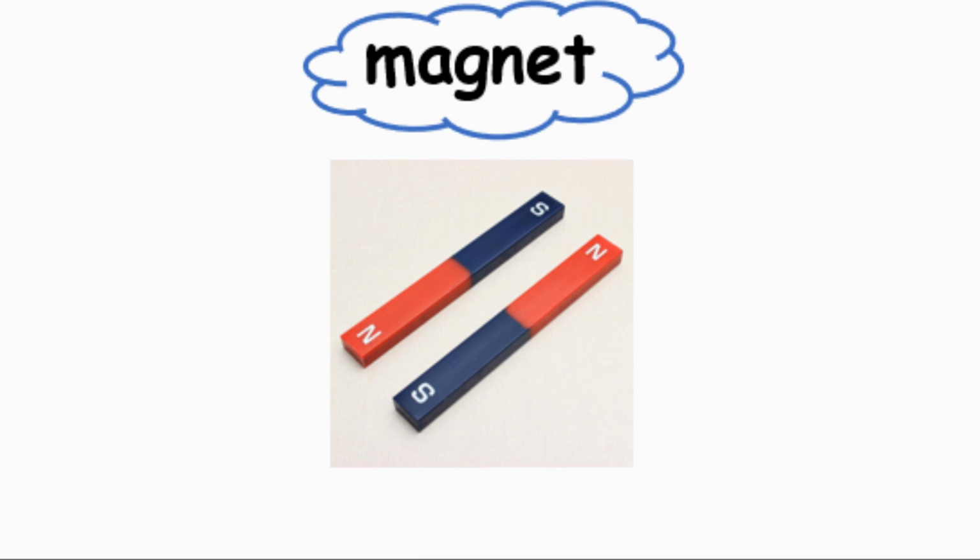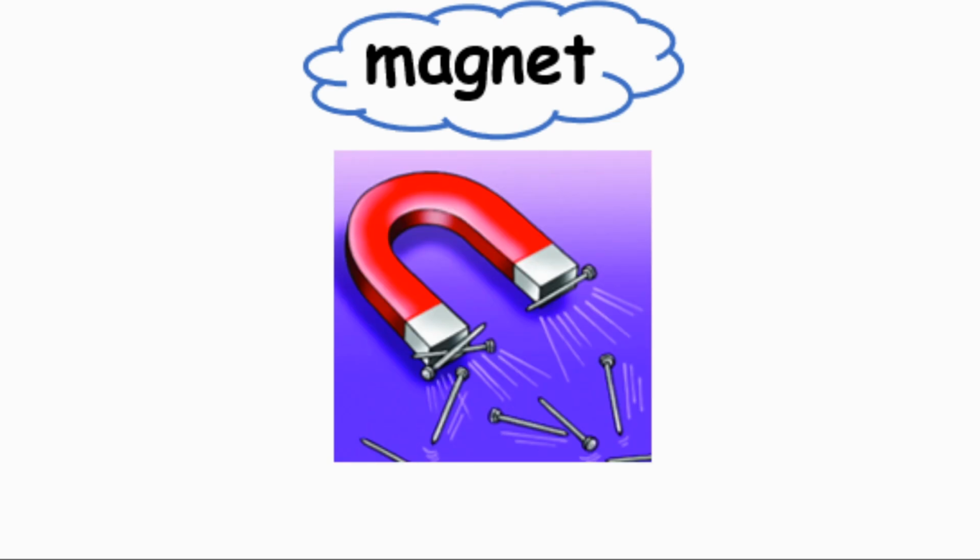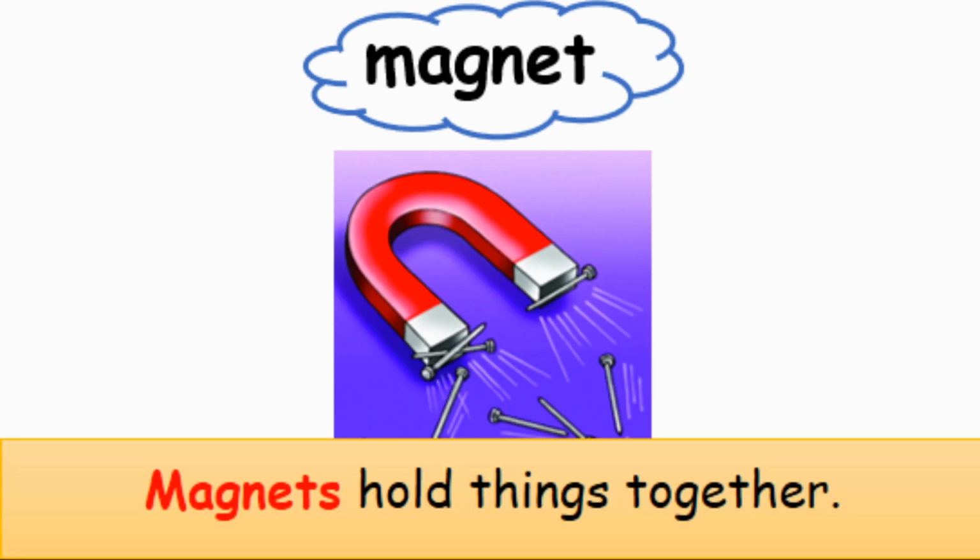Magnet. A magnet is a piece of metal that attracts another metal object. Let's make that clear. A magnet attracts only another metal. Magnets also hold things together.